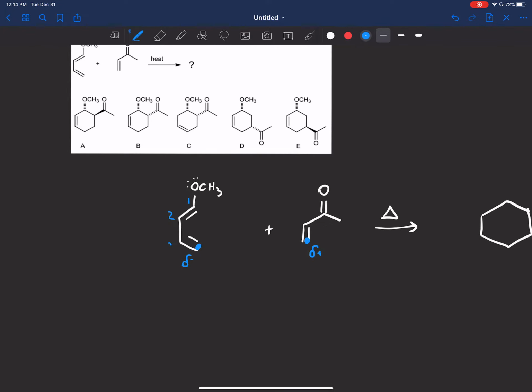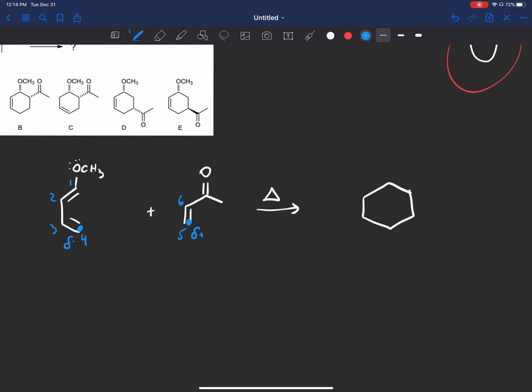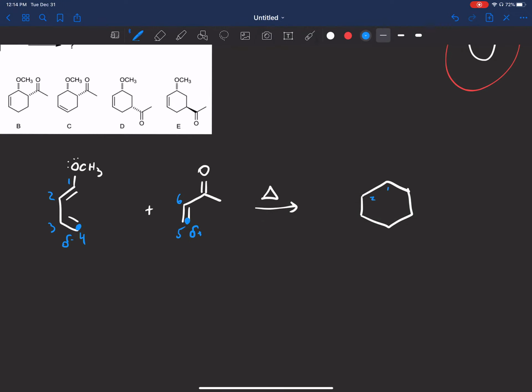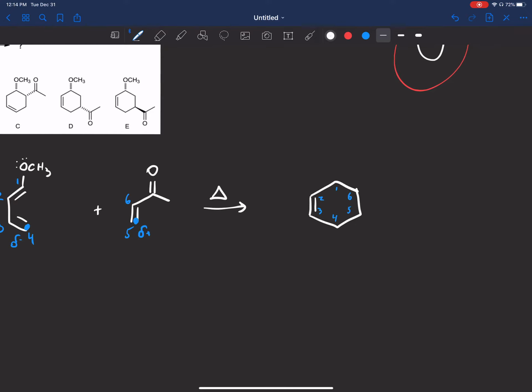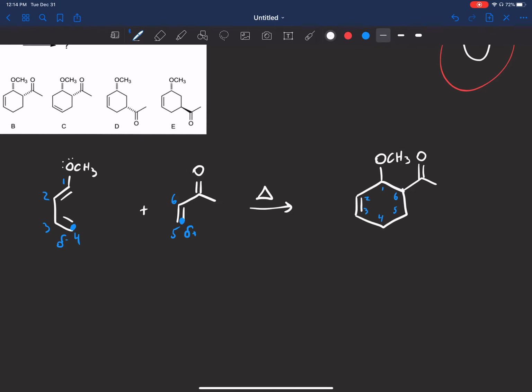One, 2, 3, 4, 5, 6. 1, 2, 3, 4, 5, 6. The double bond is going to form on 2 and 3. Off carbon 1, we have the OCH3. And on carbon 6, we had this ketone, right? That withdrawing group.